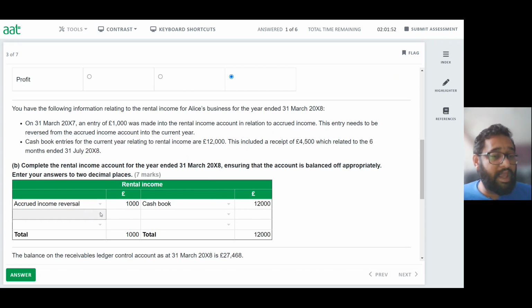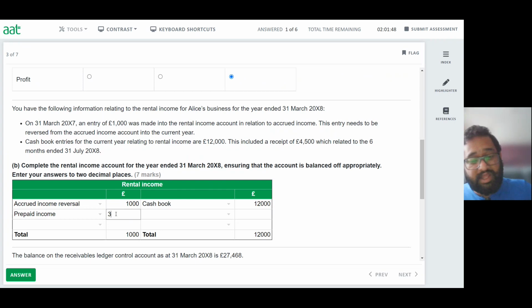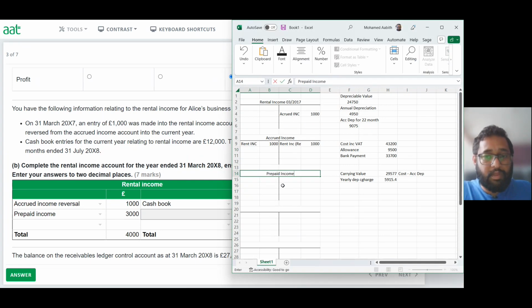So what we do now, we find our prepaid income, £3,000. And then we go into our T accounts here. We're going to say prepaid income, rental income, and this is going to be £3,000.